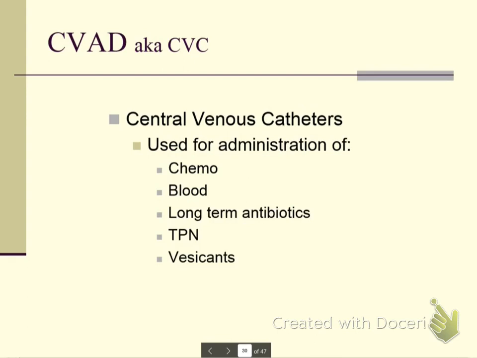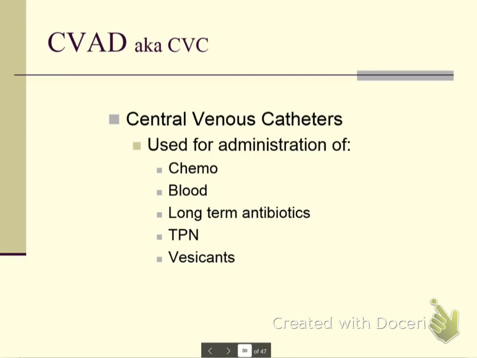So you'll also hear it called the CVC, central venous catheter. We use them for chemo, blood, long-term antibiotics. People go home with them if they're on chemo and long-term antibiotics. Again, we talked about TPN, they have to go in. And then what's a vesicant?